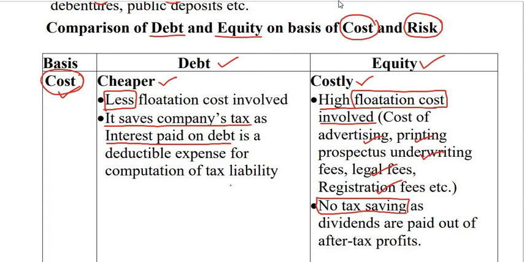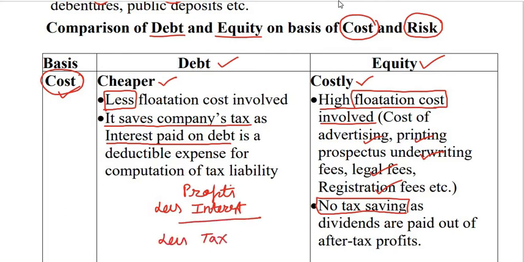So if company is earning profits, first they pay interest and then they pay tax. So this interest is paid before tax, and in this way it saves the tax of the company. And we are going to do a practical question where I'm going to show you how by paying interest the tax of company is saved.